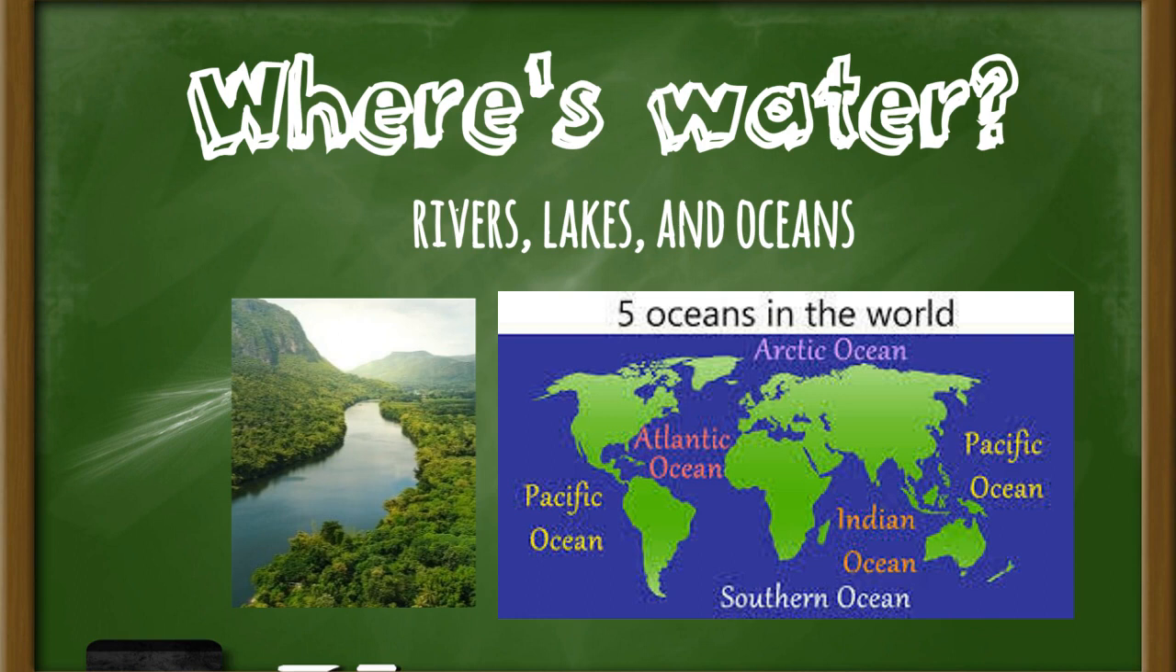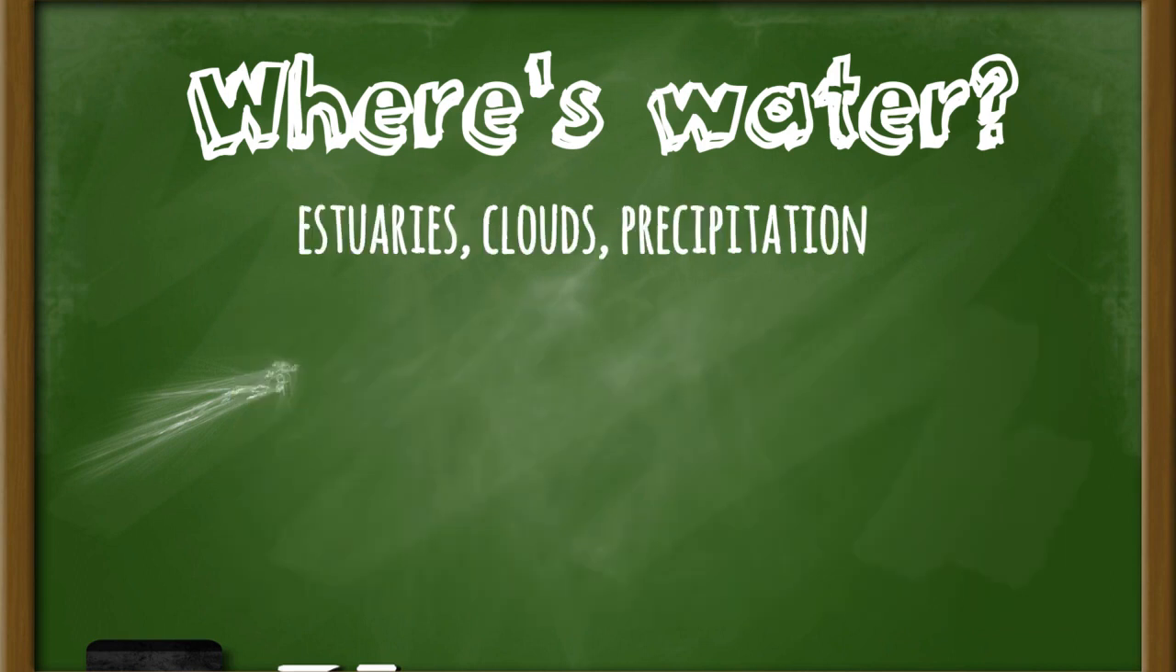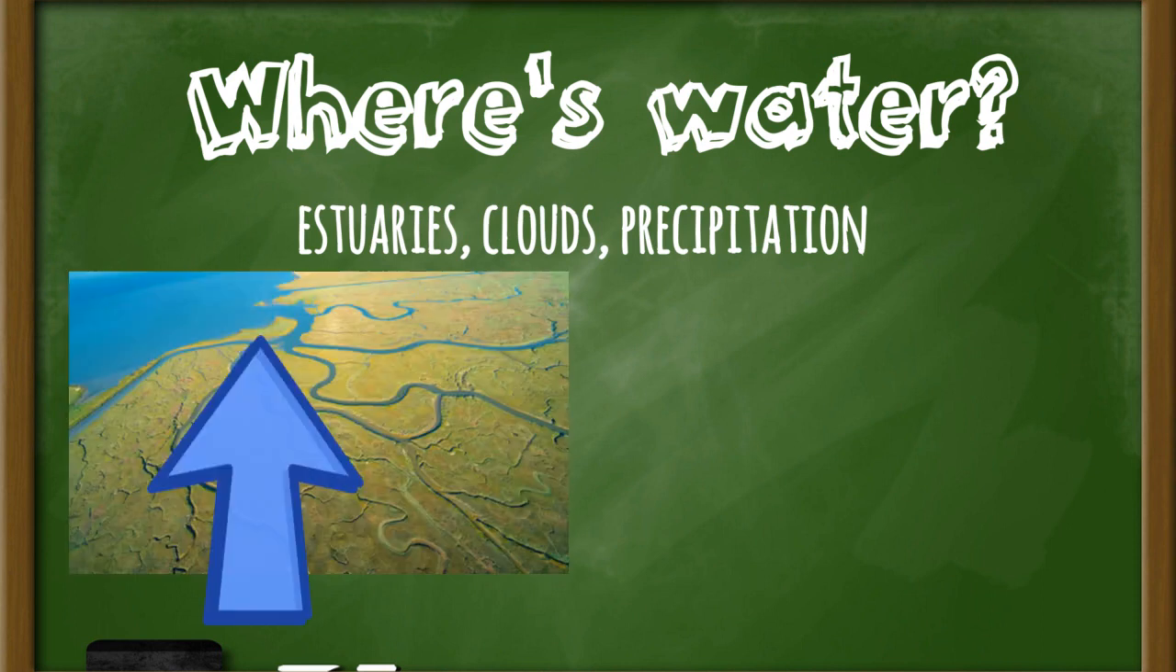Some specifics that stood out in my dictionary when I was searching was estuaries. This word is where a tide meets a stream. This one you can see pictured here. Another one that stood out to me was clouds.